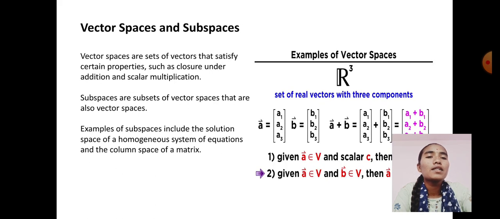Vector space and subspace. Vector spaces are sets of vectors that satisfy certain properties such as closure under addition and scalar multiplication. Subspaces are subsets of a vector space that are also vector spaces. Examples of subspaces include the solution space of a homogeneous system of equations and the column space of a matrix.